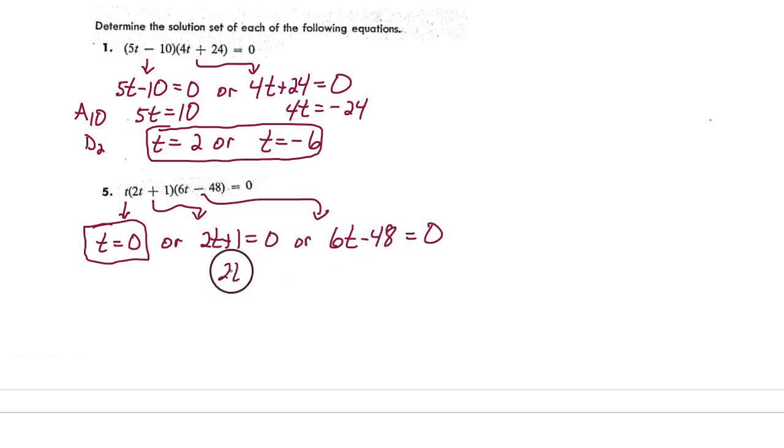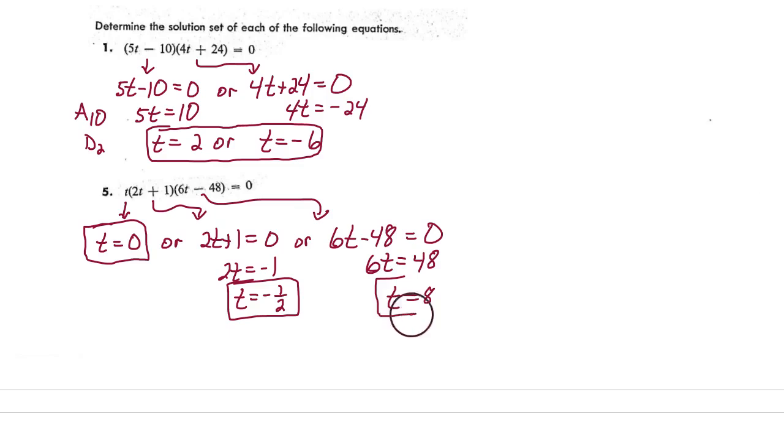If you subtract 1, you get -1. Divide by 2, you get -1/2. On this one, you have to add 48. Then divide by 6. Here are our 3 answers for t.